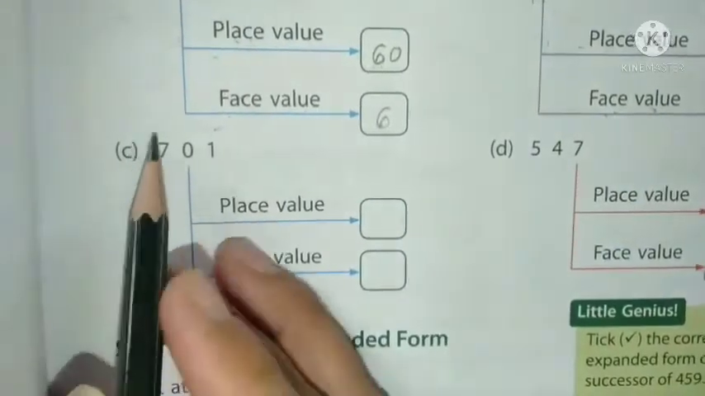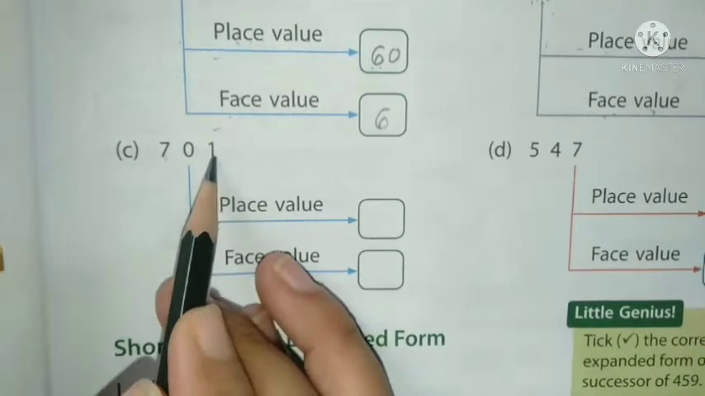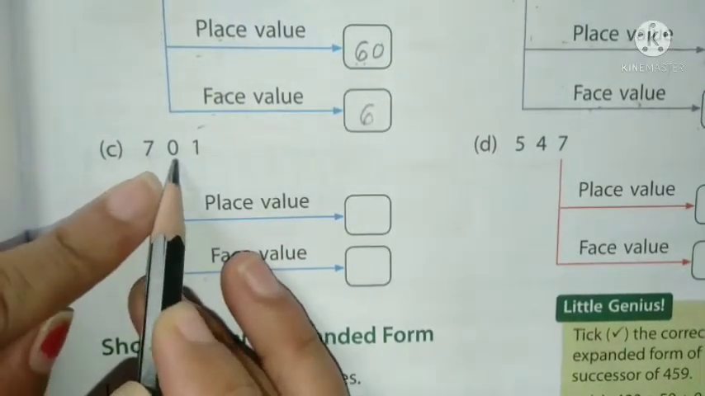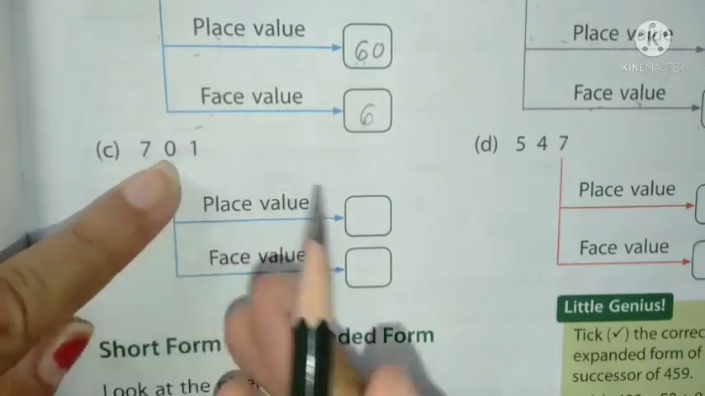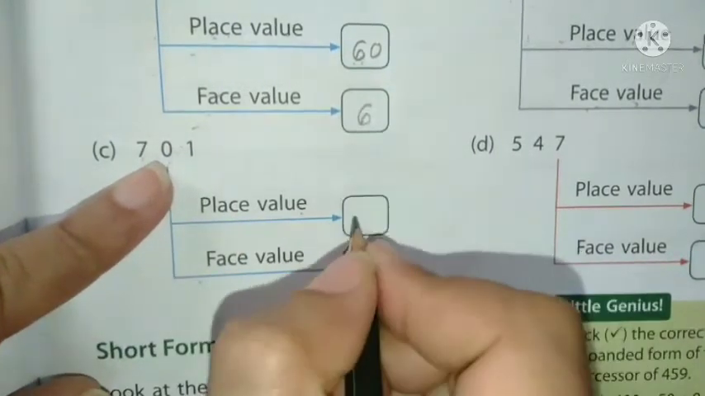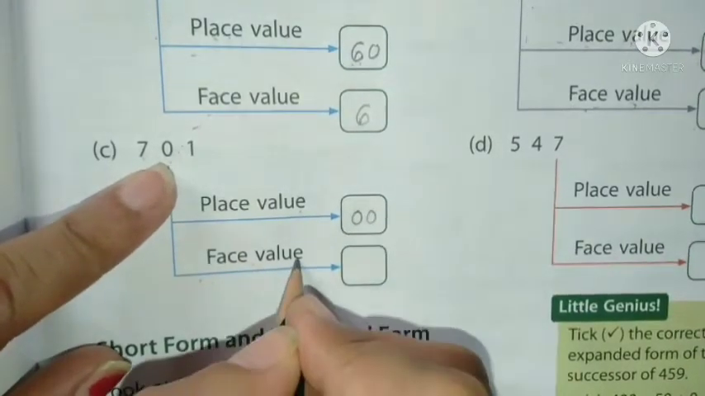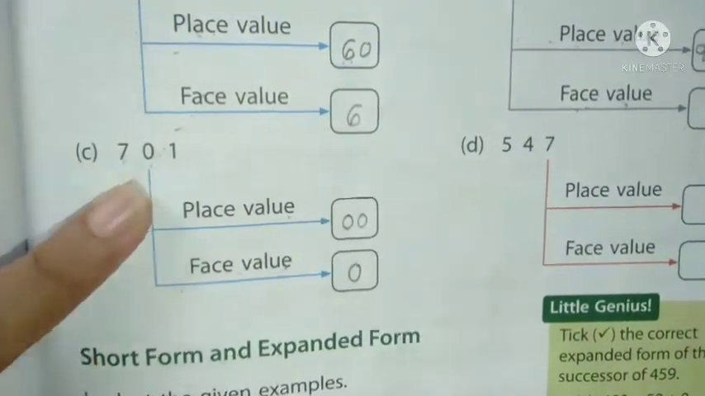Next, C. 701. Here you have to write the place value and face value of 0. Here 0 is on tens place. Okay. So what is the place value of 0? You can write 0 and the place value of 0 is 0.